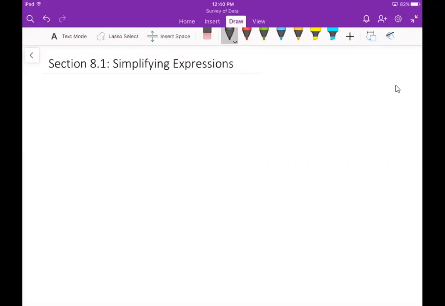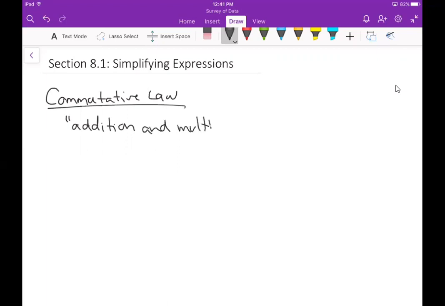The first thing that 8.1 talks about are a couple of different laws that we can use to simplify expressions. I'm just going to put those into some words that we can understand. The first one is the commutative law. I don't expect you to memorize these laws, but I do want you to understand what they mean and what they allow us to do. The commutative law basically means that for addition and multiplication, those two operations specifically, they can be done in any order.